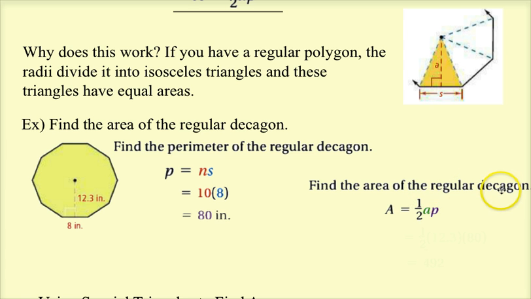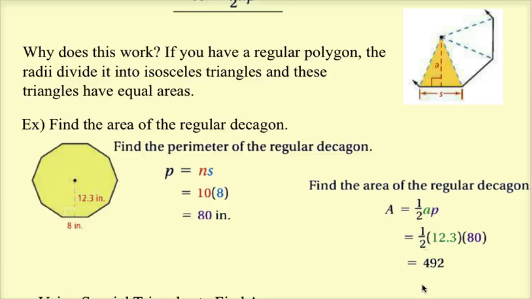Now the area of a regular decagon is 1/2 a p. A is the apothem, so the apothem is this line right here. It's from the center perpendicular to the side, so my apothem is 12.3. So 1/2 times 12.3 times the perimeter, which is 80, gives me 492. And that would be inches squared. Okay, so that's how I use my formula. That's the easy, basic way that I use it.